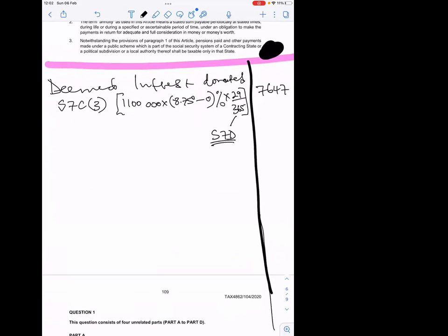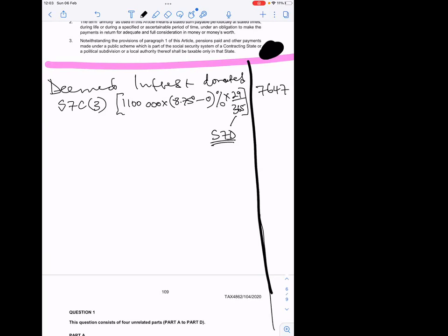Now, what is the next thing that we do? Look at your framework, consider your framework. After identifying your value of donation, where do you go next? We consider the exemptions, good people. From the value of donation, we consider the exemption.